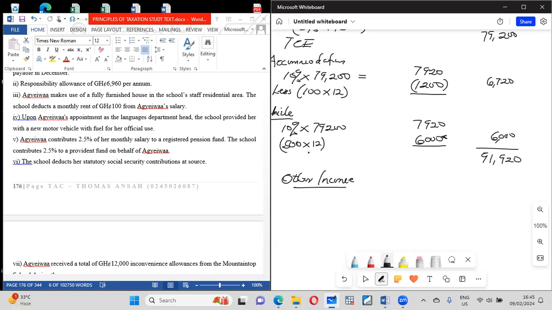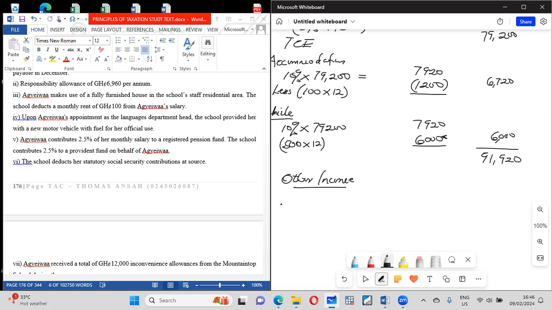Now, if she has a garden boy, it depends on whether the house the garden boy is living in is for the entity or for himself. If it is for the entity, then it means the garden boy is doing the work for the entity, so the garden boy must be paid by the entity. However, if the entity passes the garden boy's salary through the employee, then it is taxable in the hands of the employee. So it will be part of the benefit in kind. All right, so that is that.